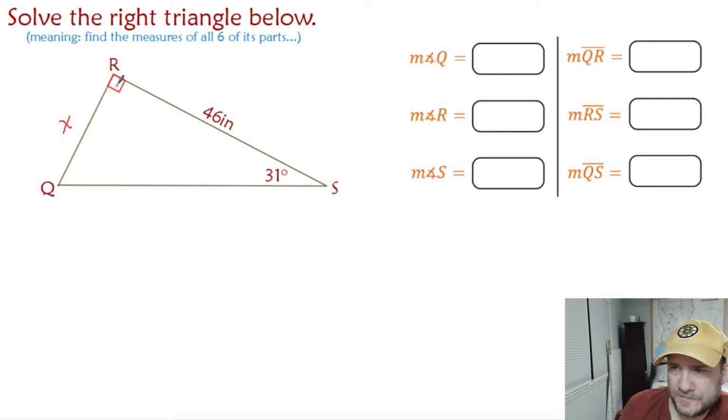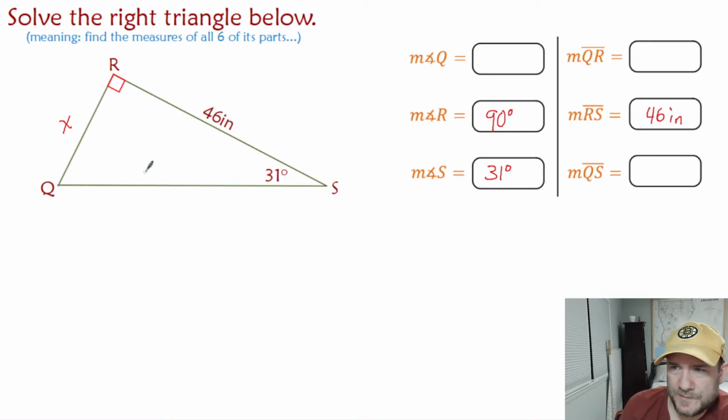Like angle R is the right angle. So you just fill that in, 90 degrees. Great. Angle S was given too, it's 31. So you just fill that in. And I have to give you at least one side, or else you can't solve for anything else. So notice the side I'm giving you is RS, it's 46 inches. But okay, solve the triangle means you have to solve for all the other things, okay?